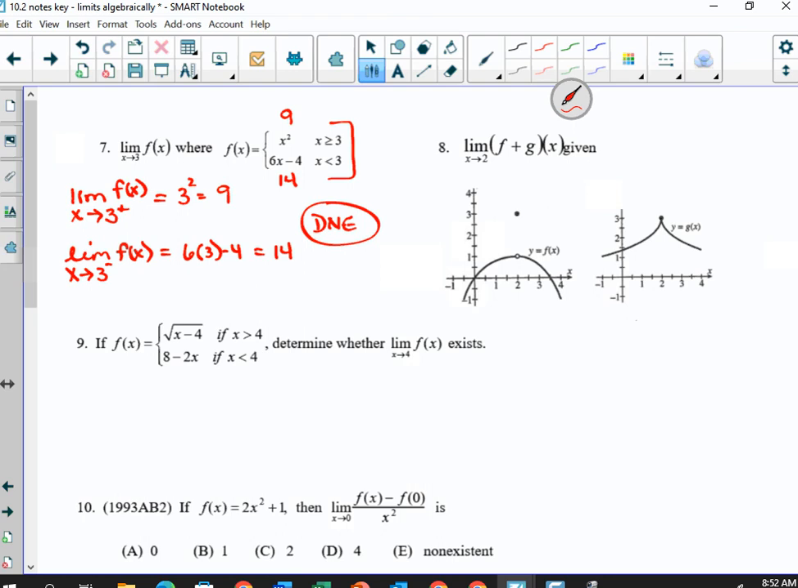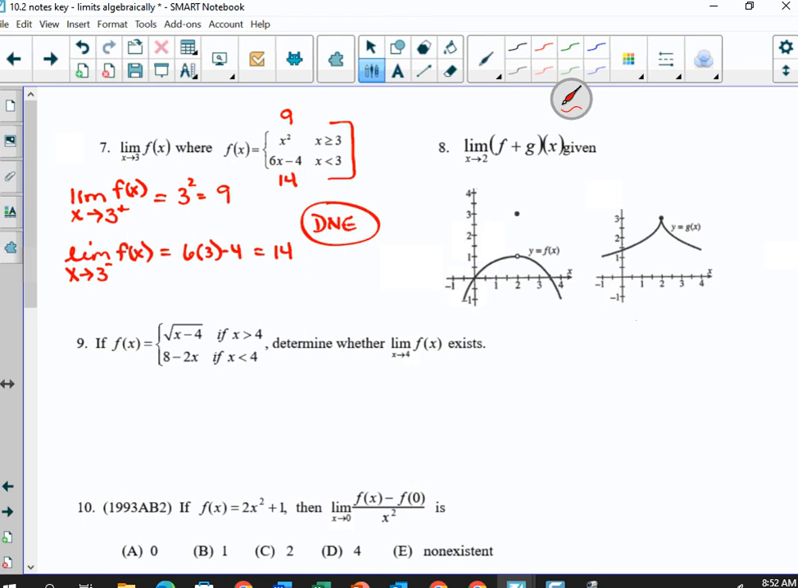Why is it that 6x minus 4 is used as x approaches 3? So if we're coming from less than 3, aren't we coming from values left of 3? Yeah, that's why. All right, are we okay with 7?